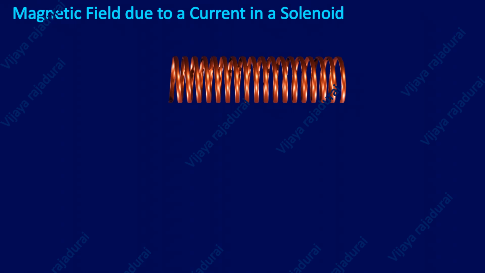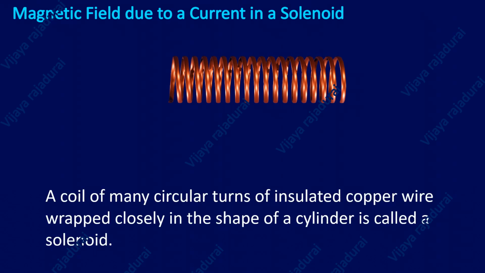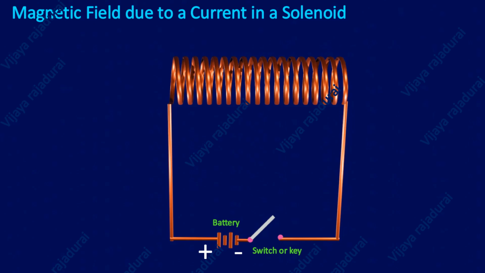It is a solenoid. It can be defined as a coil of many circular turns of insulated copper wire wrapped closely in the shape of a cylinder is called a solenoid. The solenoid is connected to a battery and a switch.